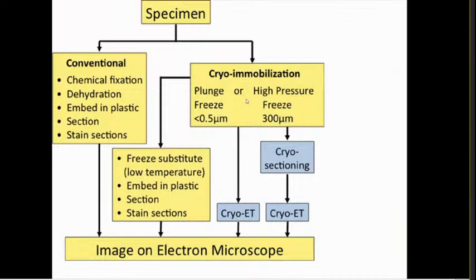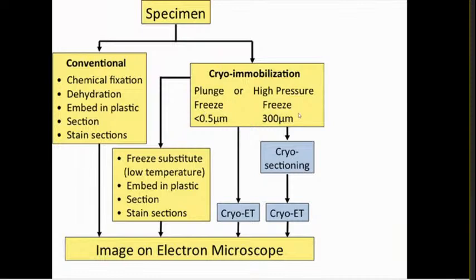The other one is cryo-immunization. In cryo-immunization itself, we can do freeze substitution, embed in plastic, section, and stain sections. Another one is cryo-sectioning. This cryo-sectioning, it's a plunge freeze, that is used for samples of less than 5 micrometers, 0.5 micrometer.